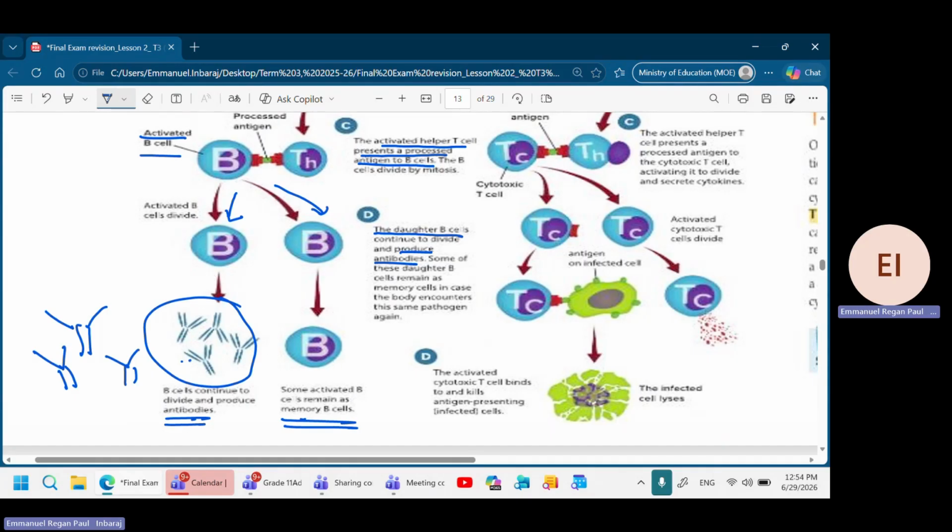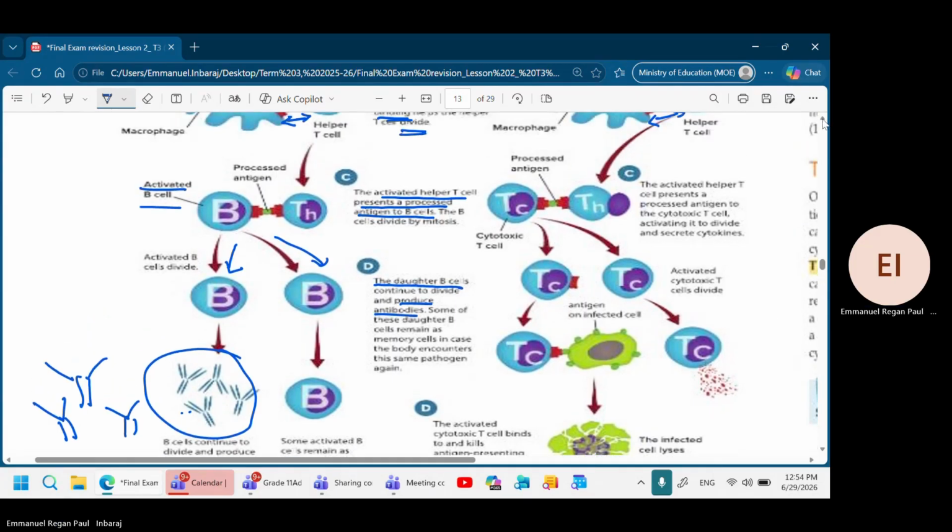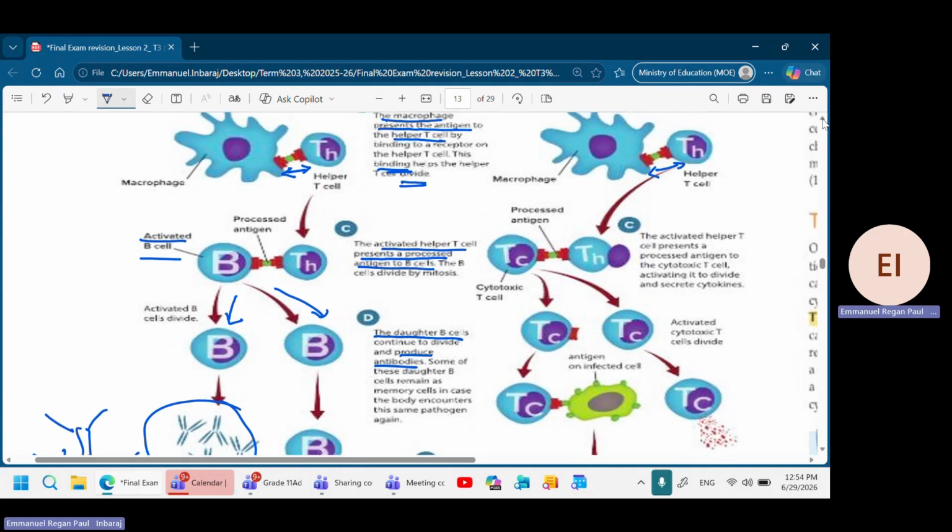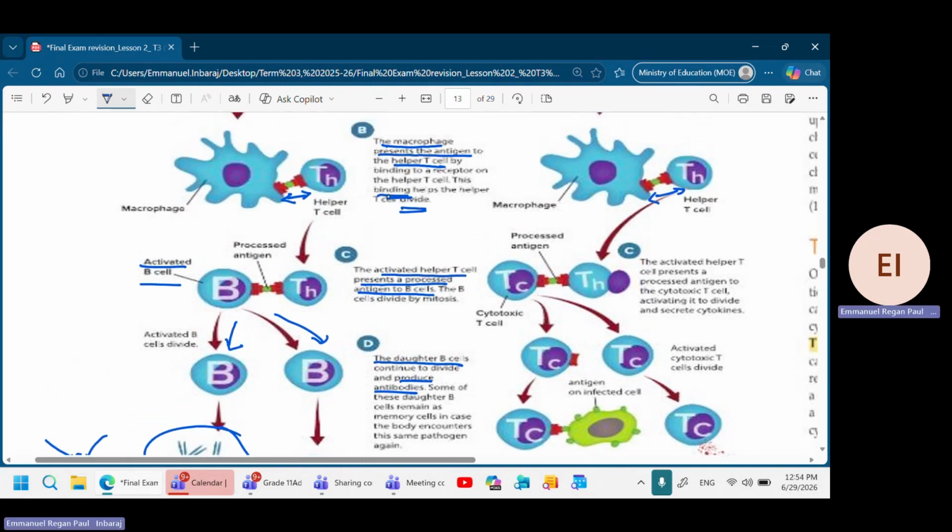Okay. Now come back to this side. Now let's go here. See here. Till here it was common. You see, the helper T cells come and get bound. Same thing here. They come and get bound. Now what happens in the cytotoxic response? The helper T cells will activate the cytotoxic T cells. Here it is B cell, but here it is cytotoxic T cells. What will the cytotoxic T cells do? They will divide into two cytotoxic T cells. Same like this is B, but here it is cytotoxic T cells.